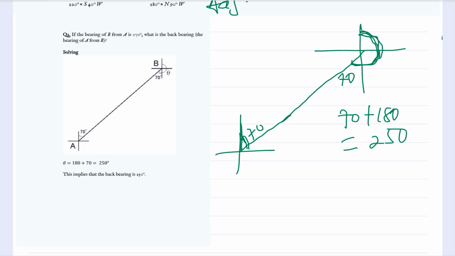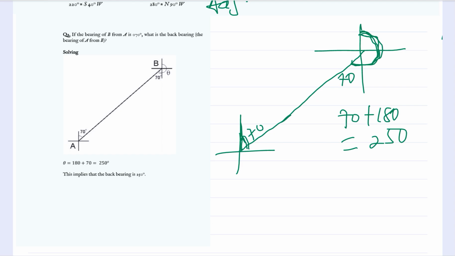250 degrees. So if it is the bearing of B from A, I get what I'm saying now. If it is the bearing, they say what is the bearing of what? Of B from A. That is what we have here, which is 270. Then, if the bearing of B from A is 70, that's just what I explained. I'm just trying to break down the English.